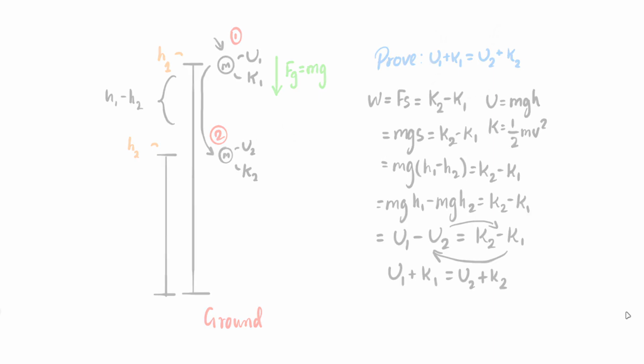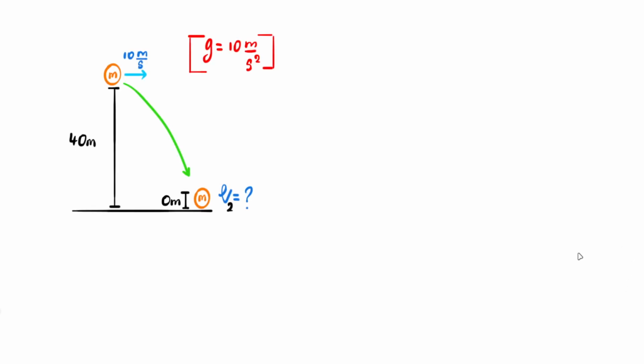All right, let's do an example to make it stick in your brain. This is our example question, where my object is moving at 10 meters per second in that frame, and it is about 40 meters above the ground.